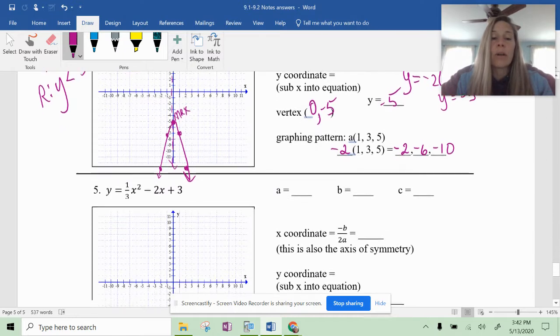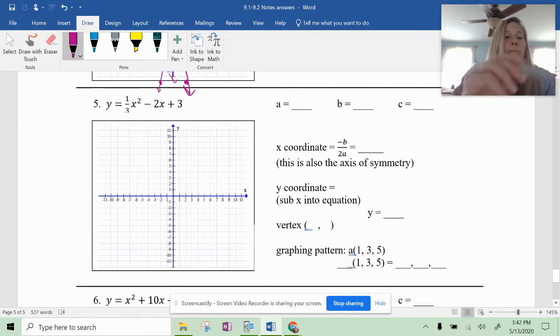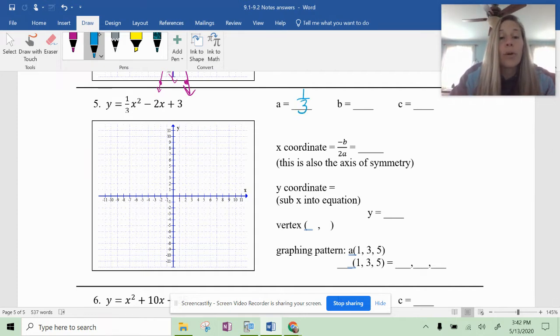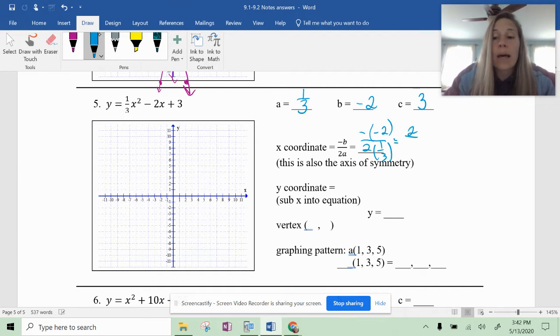Okay, so going on to number 5. Here my a value is 1/3. My b is the number and the sign in front of that x, so that's -2. And the c is 3. So finding that x coordinate, we're going to do -(-2), and then 2 times 1/3 on the bottom. Of course, the double negative makes that a positive.